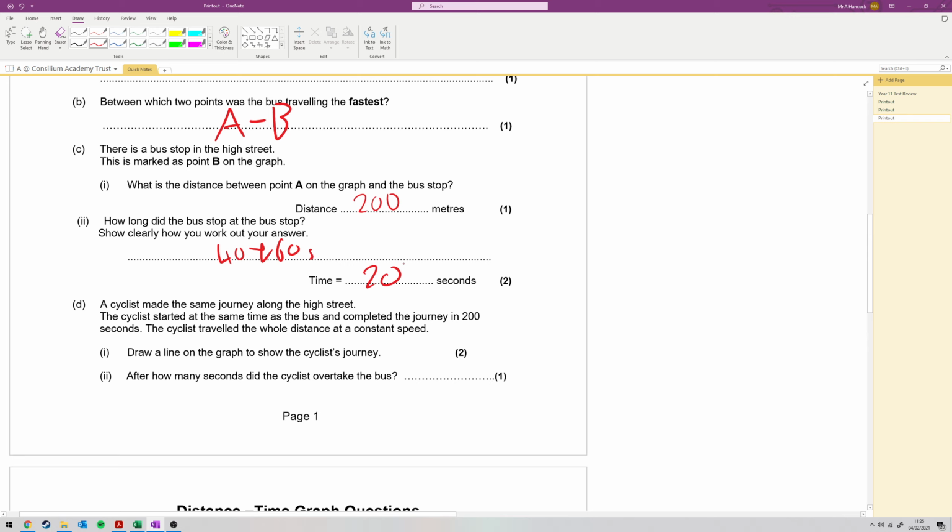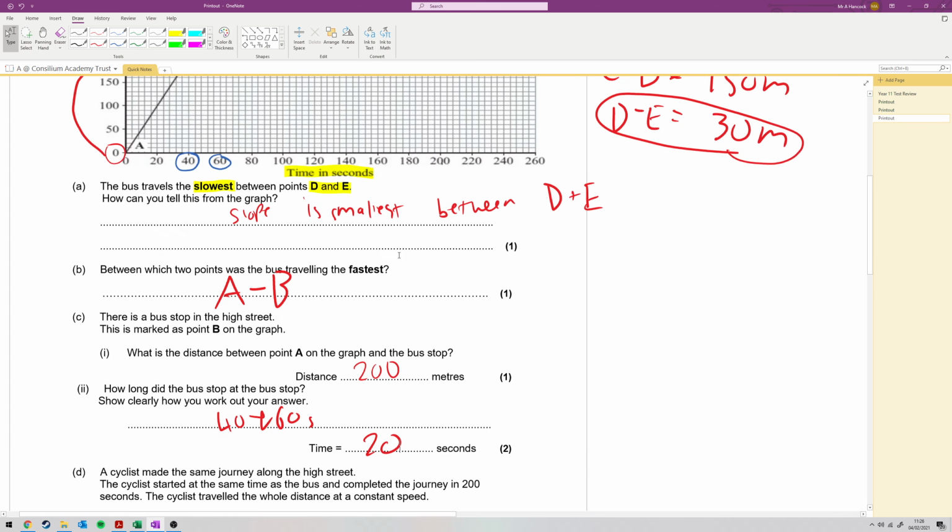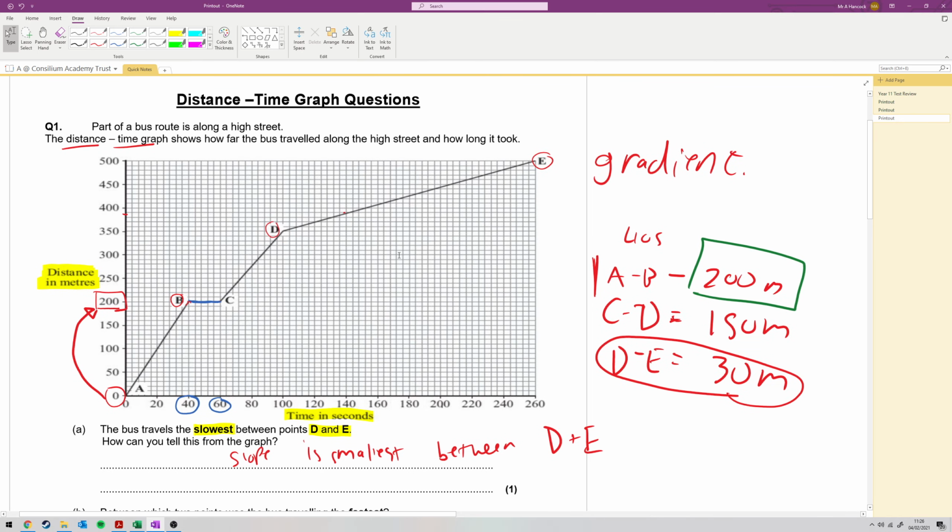A cyclist made the same journey along the high street. The cyclist started at the same time as the bus and completed the journey in 200 seconds. The cyclist travelled the whole distance at a constant speed. Draw a line to show the cyclist's journey. Okay. Cyclist. So now we do need our line. Started at the same time as the bus, but completed the journey at 200 seconds.